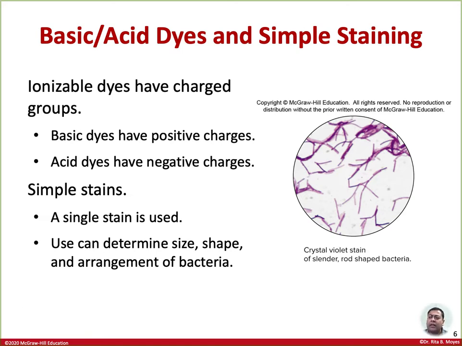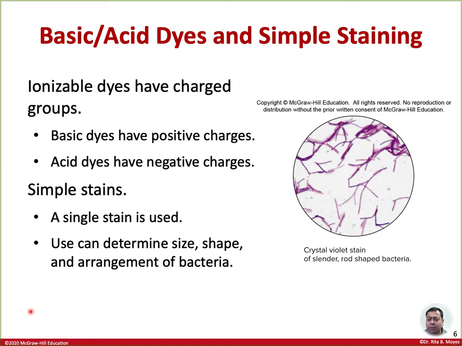The simple stain can determine three different things. We can determine the size, we can determine the arrangement of the bacteria, and we can also look at the shape of the different bacteria. So essentially, simple staining gives you three different characters: size, shape, and arrangement.